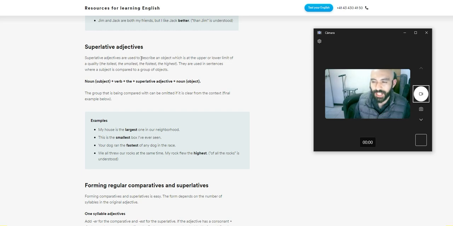So as it says, it describes an object which is at the upper or lower limit. Well, we can actually talk about the lowest limit, but usually you focus on the most important thing instead of the most negative. But you can do it, right? You can do anywhere you want.